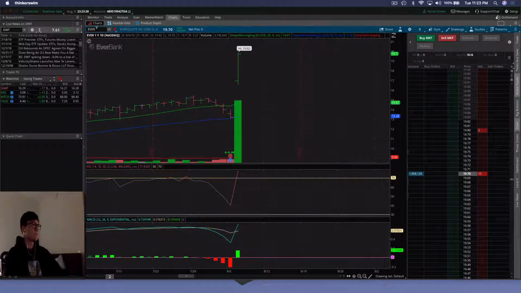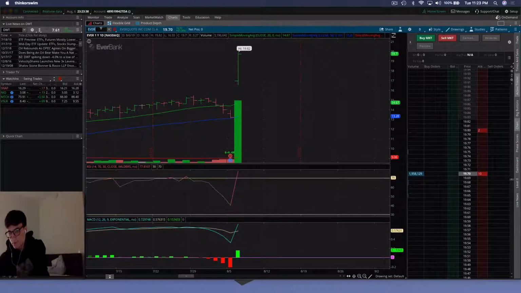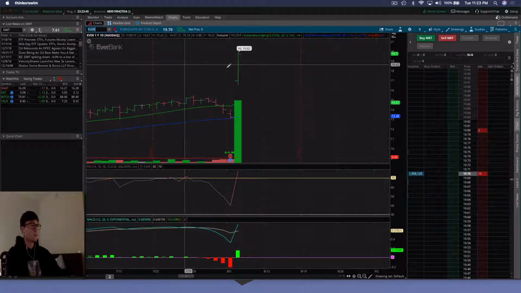This is EVER. I forgot what stock this is, but let me search it up for you here. I have no idea where I saw that stock, but search it up, do your research on it if you want to know more information about it.